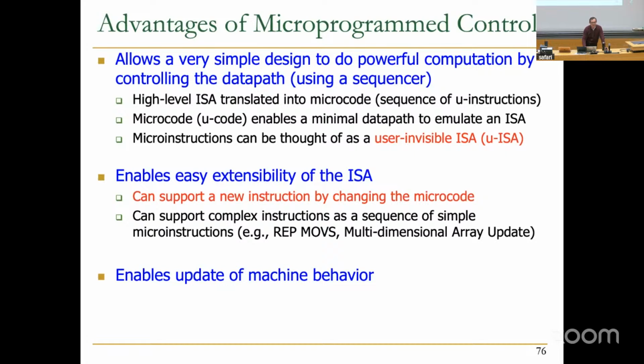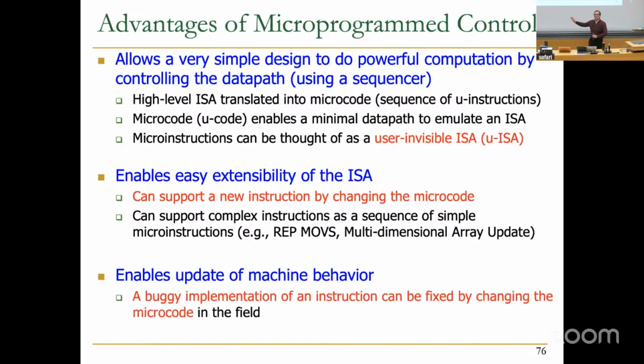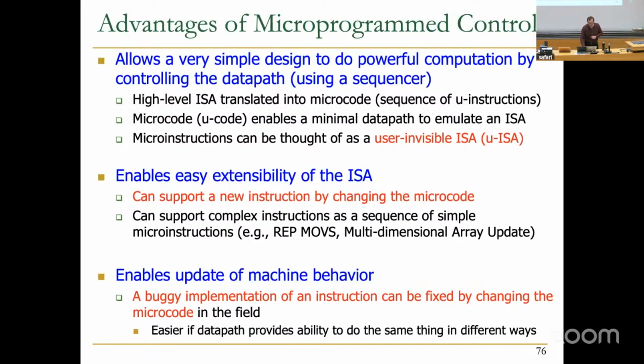It also enables update of machine behavior. For example, if you have a buggy implementation, you have a bug in your processor, it gets discovered in the field. Some smart security person or some smart person discovers that there's a bug. You can basically fix that bug. You basically say, okay, this particular instruction is buggy. I'm going to execute it in a different way by changing the microcontroller, by changing the microprogramming. This requires changing the microcode, of course. This is called microcode updates. So you need to have a programmable microcode engine for this.